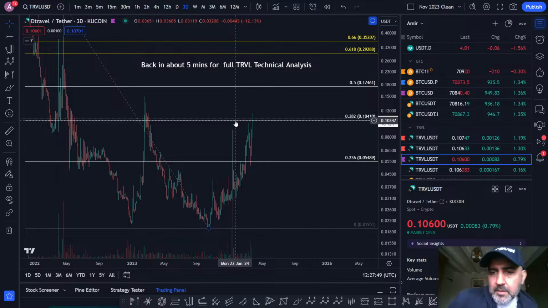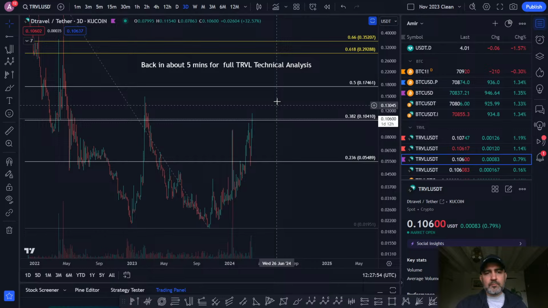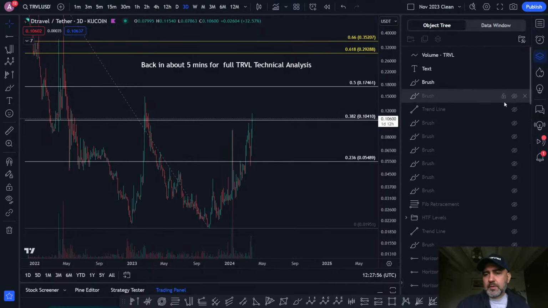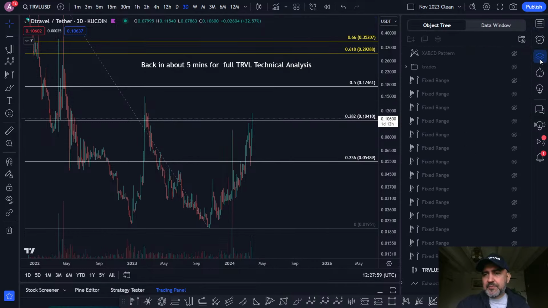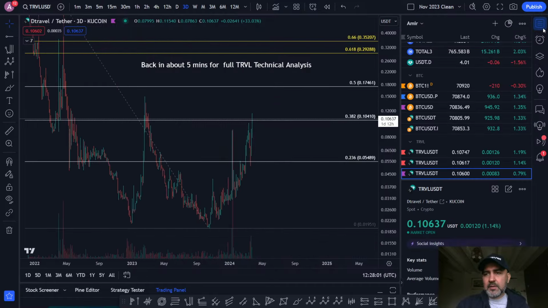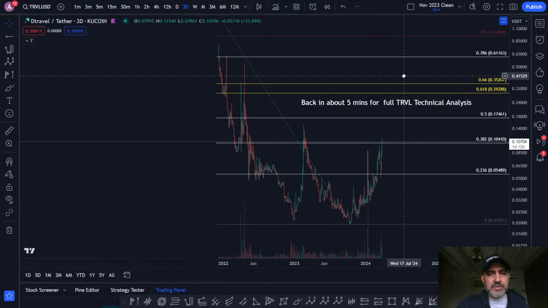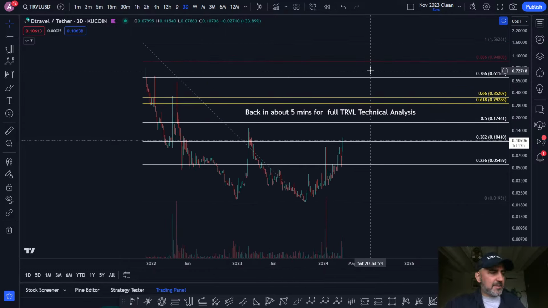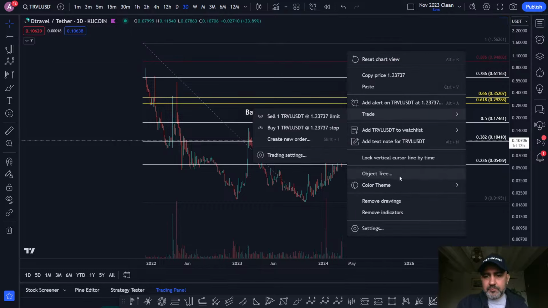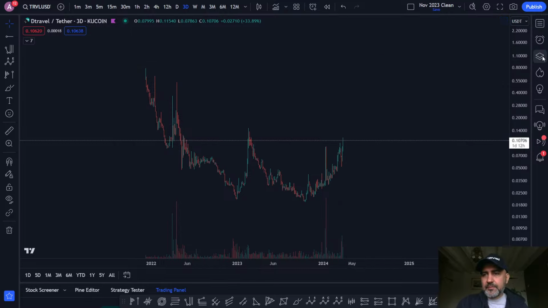Okay, I am back, and sometimes it's good to just delete stuff and start over. So that's what I'm going to do with TRVL. I like to mix up the charts and start over. Remove drawings, empty. See that? Let me get rid of the volume as well, so it's not a distraction.